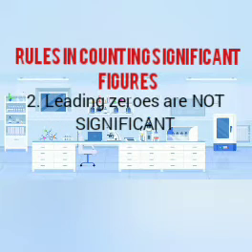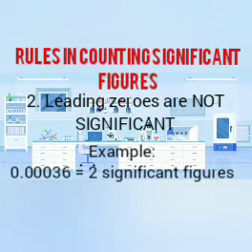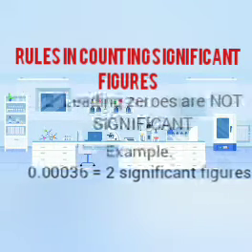The second rule, leading zeros are not significant, meaning all zeros that lead the number are not significant. Example, 0.00036. It has 2 significant figures, as the 4 zeros that lead the number are not significant.